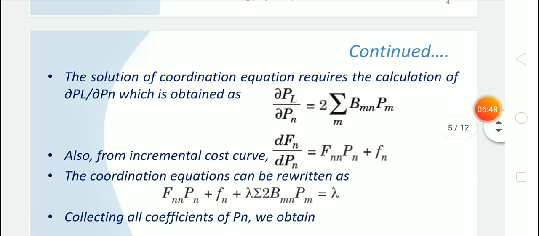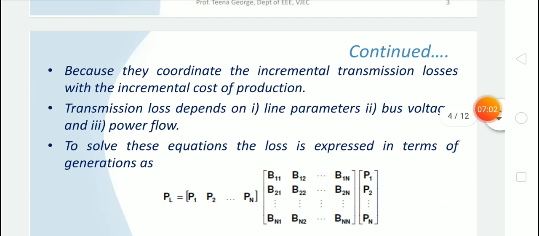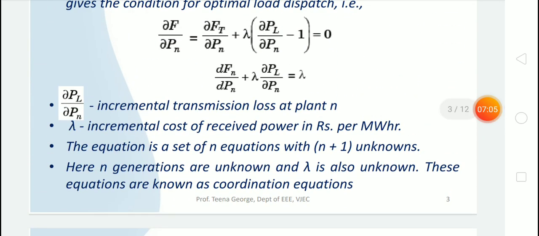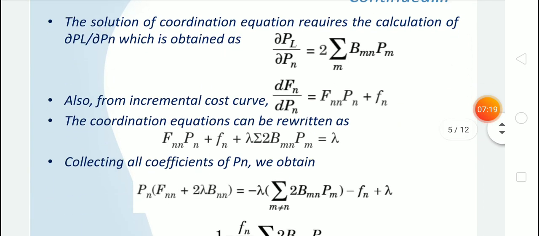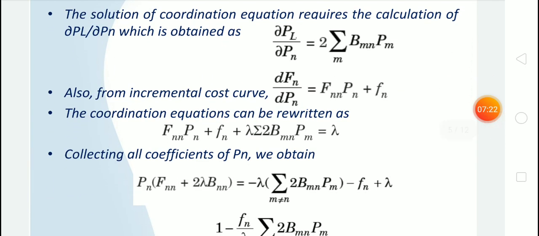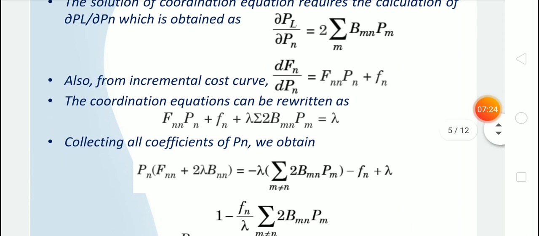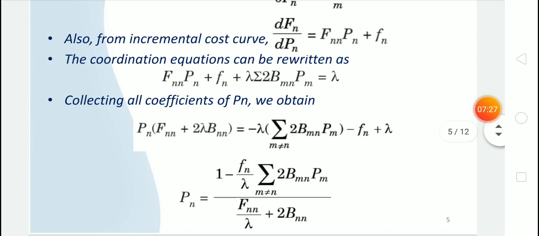So we can write in the form mx plus c, where Fnn is the slope of the curve and Fn is the intercept. So ∂Fn/∂Pn is Fnn Pn plus Fn. So we can rewrite this equation. ∂Fn/∂Pn can be written as Fnn Pn plus Fn plus lambda into 2 sigma m Bmn Pn equal to lambda. Our aim is to find the generation at each bus.